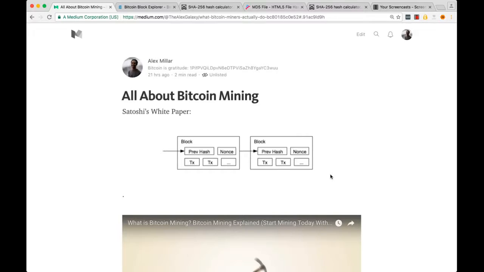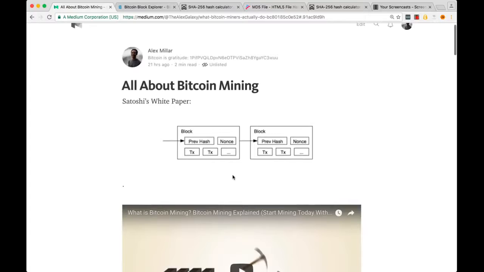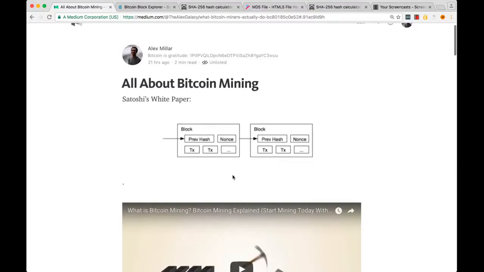Okay, so in Satoshi's white paper, he included this diagram to help explain mining. So there's blocks that are connected to each other, and each block includes the previous hash of the block before it, a nonce, and a bunch of transactions. So this is what I'm going to try to explain in this video.